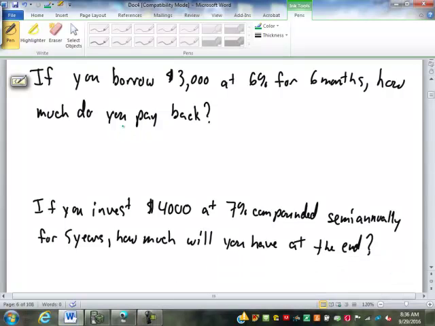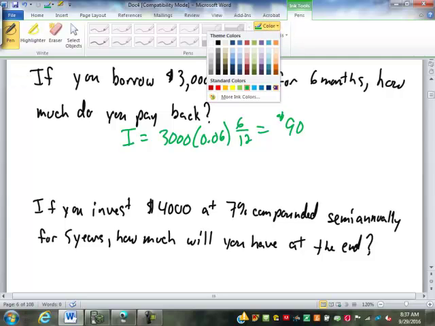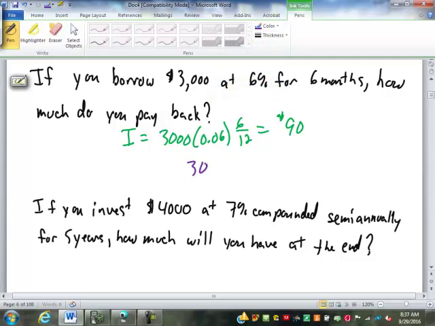So for the first one, if you borrow $3,000 at 6% for 6 months, your interest is $3,000 times 0.06 times 6 over 12, which is going to give you, what, $90 interest? So how much do you pay back? $3,000 plus 90, or $3,090.